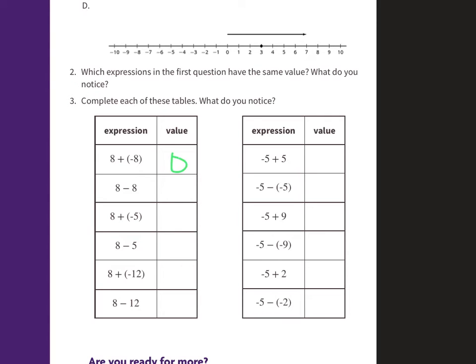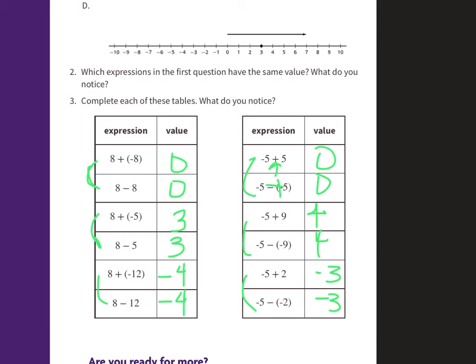8 plus negative 8 is 0. 8 minus 8 is 0. 8 plus negative 5 is 3. 8 minus 5 is 3. You see the pattern here? 8 plus negative 12 is negative 4. 8 minus 12 is negative 4. 0, 0, negative 4, negative 4, 3, 3. So adding the opposite, or adding a negative, is the same as subtracting. Okay, so these two problems mean the same. Remember, when you have two minuses, this is really just negative plus, which is exactly like that, right?